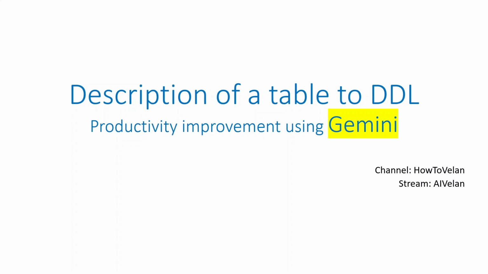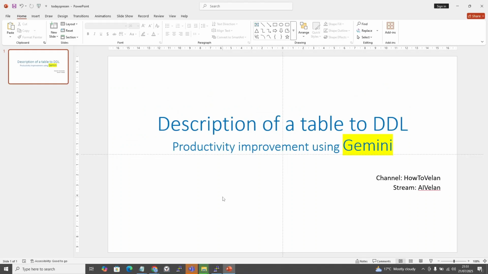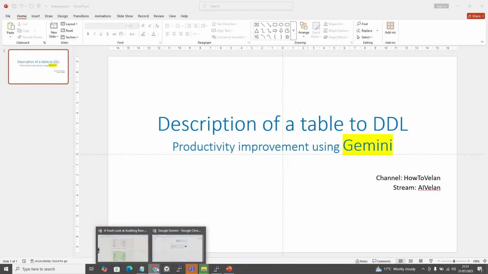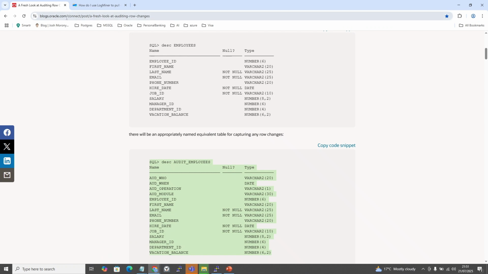So I'm going to show you one of the productivity improvement options from AI tools, for instance Gemini, where we do reverse engineering to generate a DDL of a table from the description of the table. I got the description of a table from an online blog, for example blogs.oracle.com, and I was reading something. I just got the description of the table. I don't have the actual table definition, so I wanted to generate it. How can I do it?